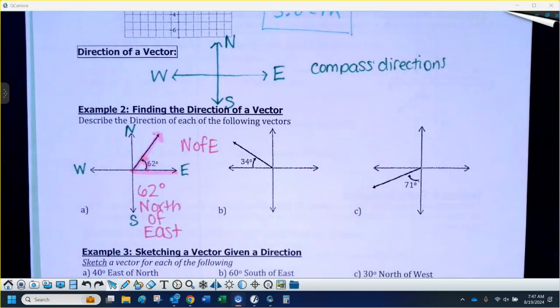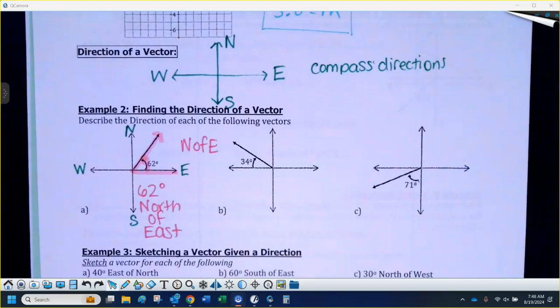Could you say it was just like 28 east of north? Yes, you can say that too. Very good. There's two different ways to describe each of these vectors. I was just going with what they had in the picture. How'd you get the 28? 91, 62. Whenever you have the quadrant system in the coordinate plane, right in the corner, that would be 90 degrees.